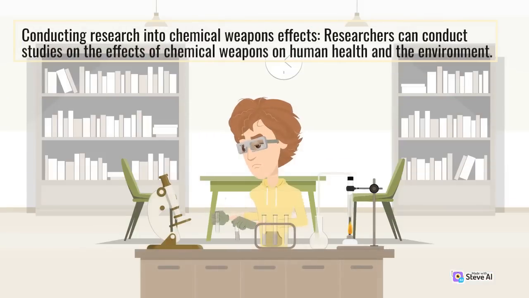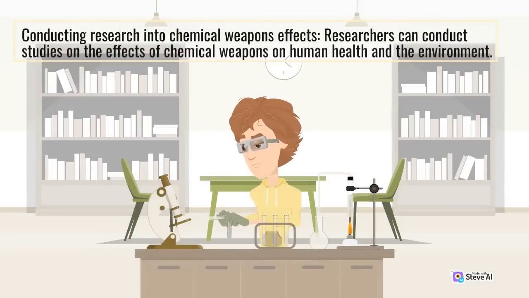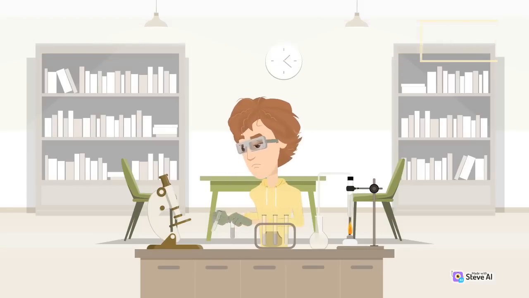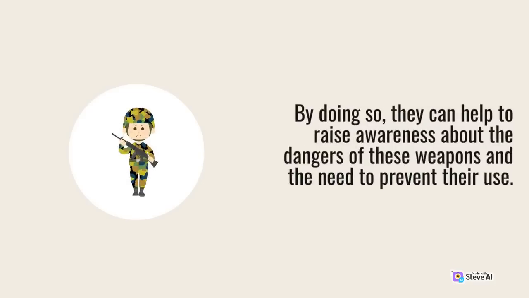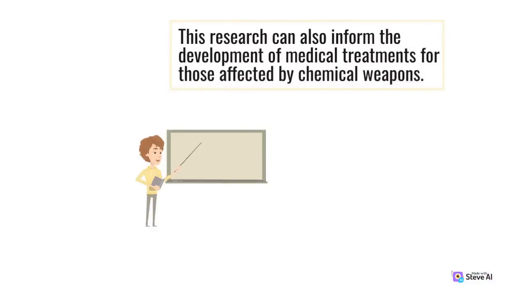Conducting research into chemical weapons effects. Researchers can conduct studies on the effects of chemical weapons on human health and the environment. By doing so, they can help to raise awareness about the dangers of these weapons and the need to prevent their use. This research can also inform the development of medical treatments for those affected by chemical weapons.